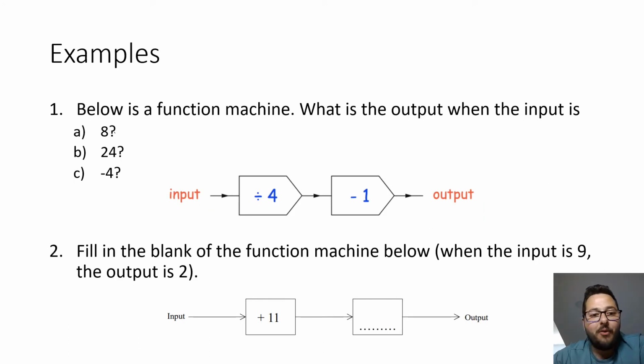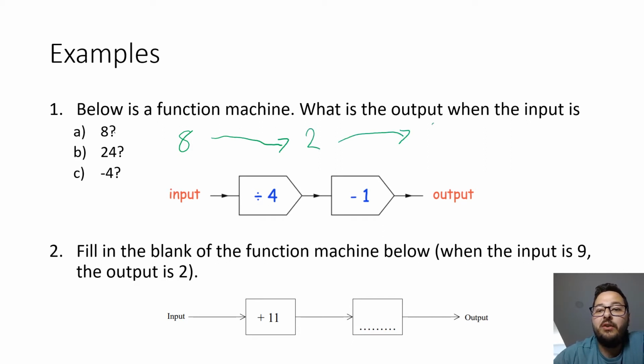Okay, so let's just have a go at a few questions. Feel free to pause the video, have a pop at these yourself, otherwise we will do them together. Okay, so number 1, we've got below a function machine. What is the output when the input is, and we start off with 8. Okay, so we're starting off with 8. 8 divided by 4 is 2, and then 2 minus 1 is 1. So the answer to this one is just 1.